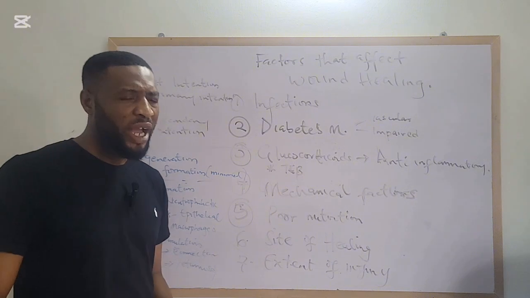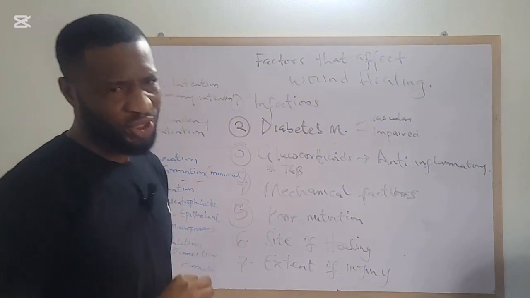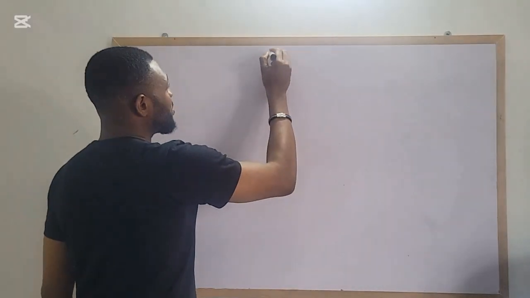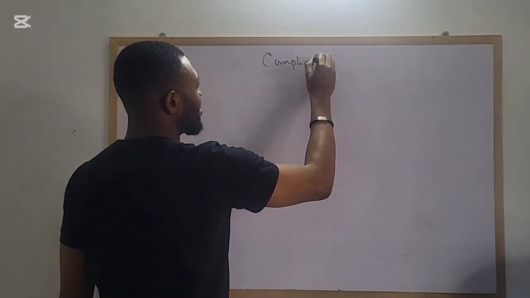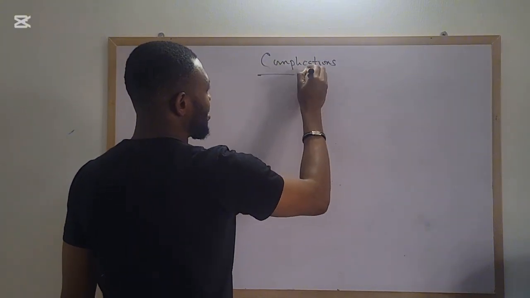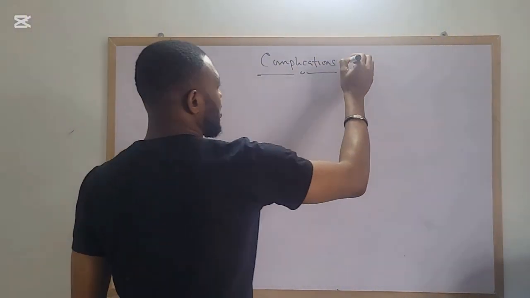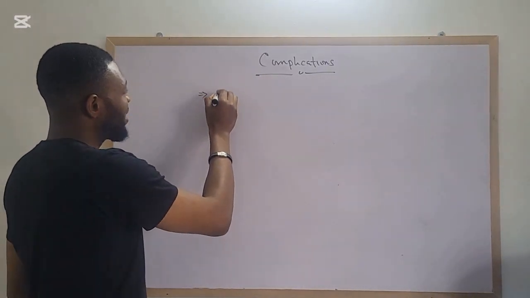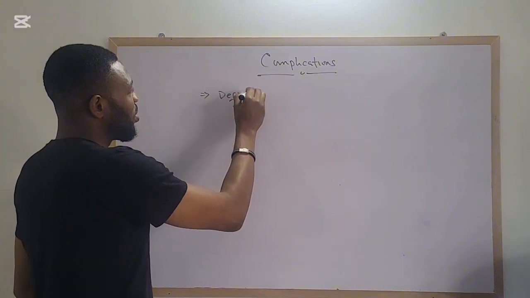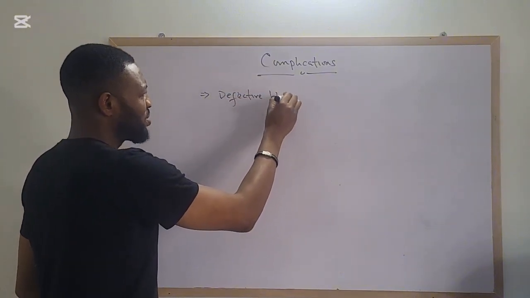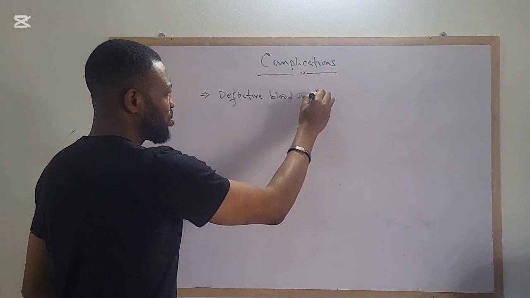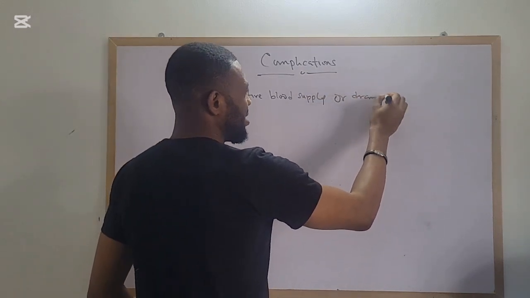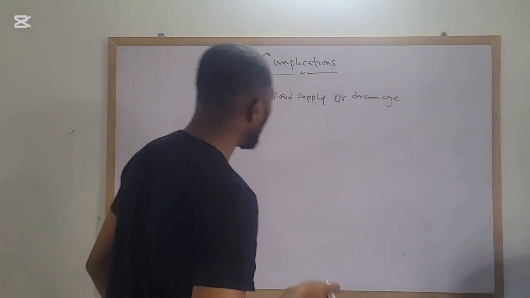And finally, we are now going to talk about the complications of wound healing. The complications of wound healing can arise from defective blood supply or drainage, and that can lead to delay in wound healing, or that can lead to poor wound healing.